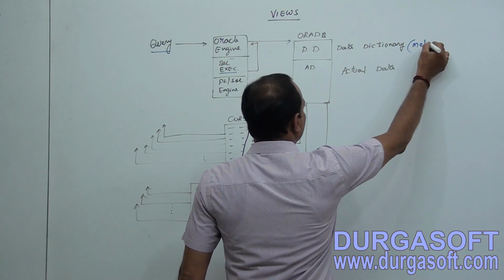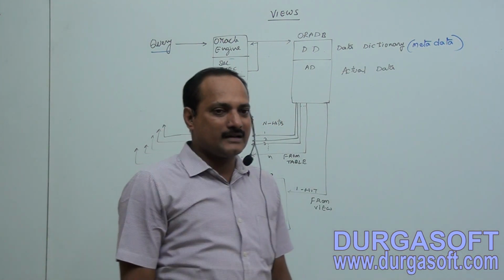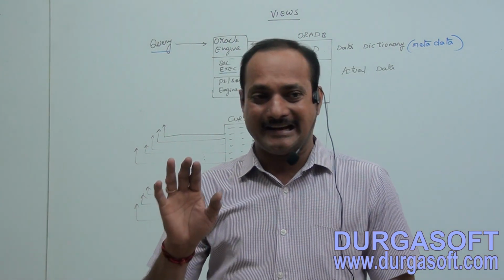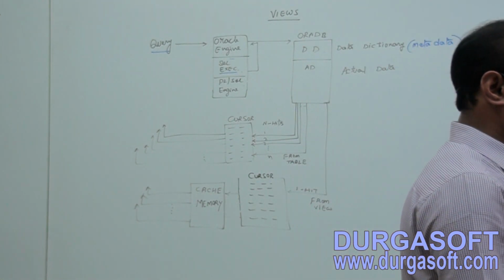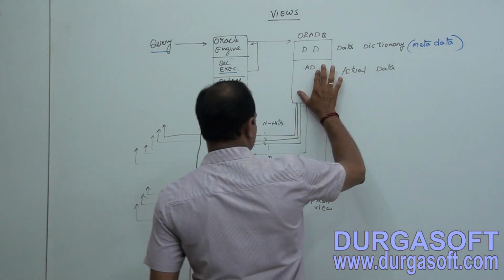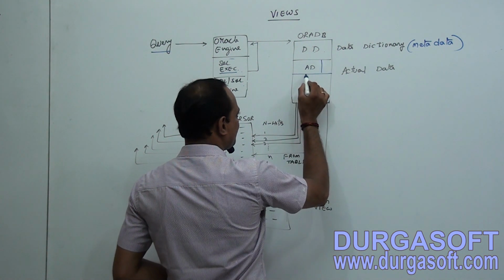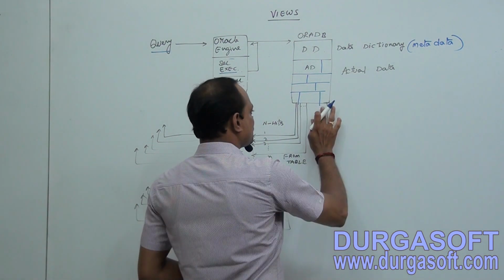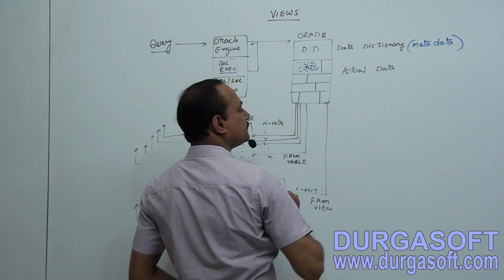The data dictionary contains metadata. What is metadata? Data about data. What is data about data? See, the actual values within the table are called actual data. Actual data is nothing but the records in the table. The records in the table are going to be stored under the actual data part, in the form of data blocks. Remember this point: it stores the data in the form of data blocks. So each data block contains a set of records.